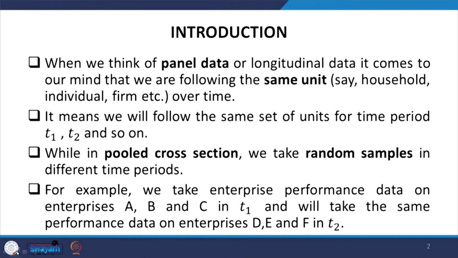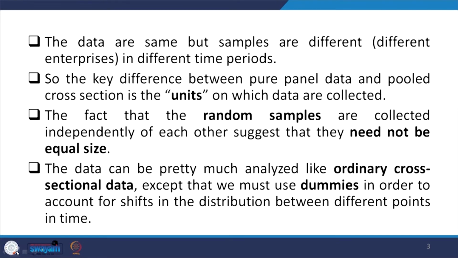For example, when we take performance data on enterprises, that is A, B, C in T1, and we take the same performance data on enterprises D, E and F in T2, then the enterprises we are referring to are not the same, they are different in different time periods. So, it is not repeated. The data are the same in terms of the variables, but the samples are different, like we have different enterprises in our example. The key difference between pure panel data and pooled cross section is that the units on which the data are collected are actually different.